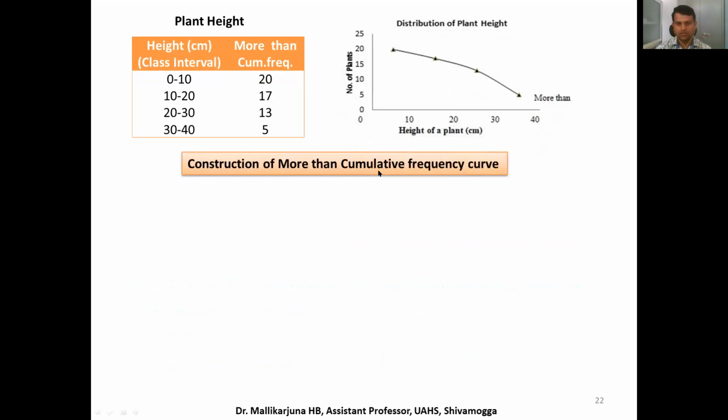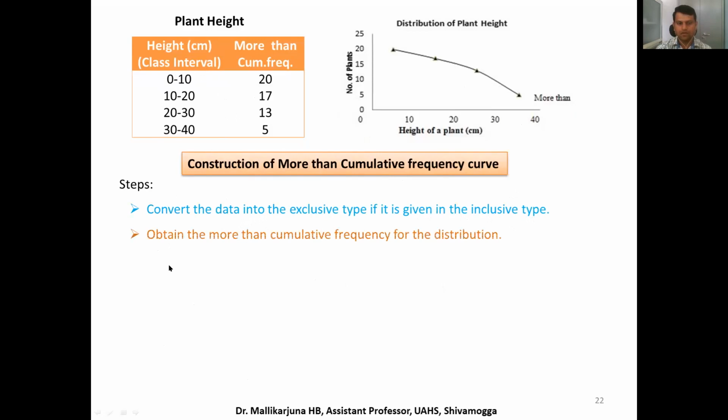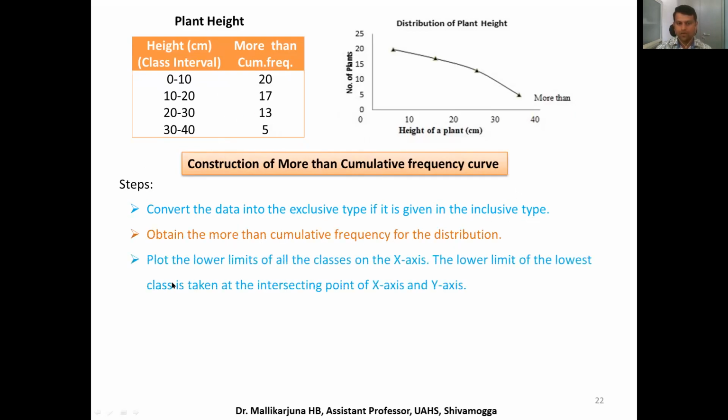Coming to construction. Convert the data into exclusive type if it is given in the inclusive type. Of course, this is exclusive. Obtain the more than cumulative frequency. This is the more than cumulative. Plot the lower limits of all the classes on the x-axis. The lower limit of the lowest class is taken at the intersecting point. Of course, this is the intersecting point. More than cumulative frequencies of the classes are taken on the y-axis. So this is the y-axis, number of plants.